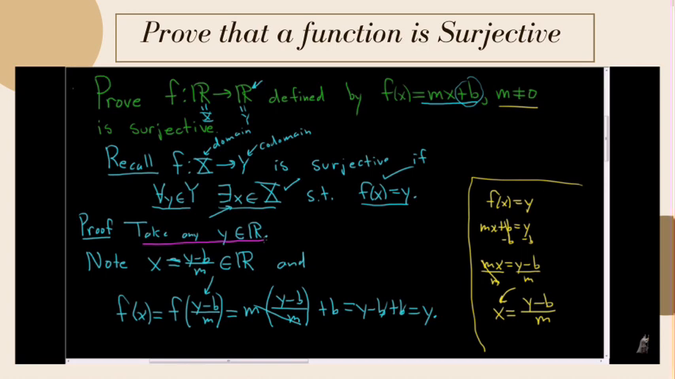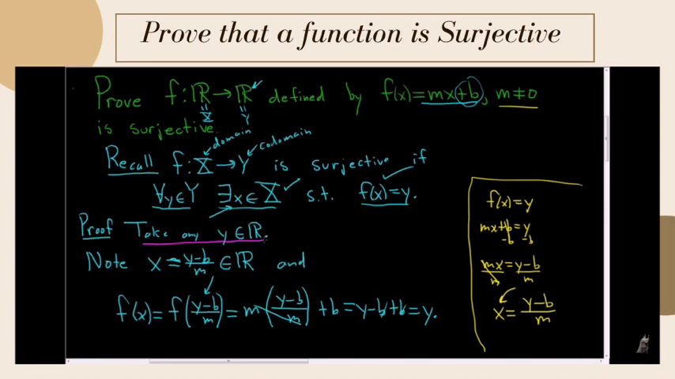So first, recall what it means for a function to be surjective. So f from capital X to capital Y, where capital X is called the domain and Y is the codomain. This is surjective if for every value in the codomain, for every little y, we can find some little x in capital X such that f takes little x and sends it to y. So let's now prove this.